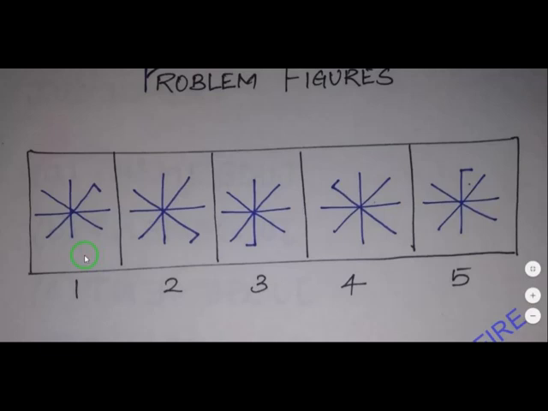Okay, for this first image, there are no lines in between, so you put 0. Here is one line between the first and second figure, so you put 1. Here there are no lines between the second and third image, so you put 0. Here are 2 lines in between the third image and fourth image, so you put 2. For this, there are no lines between the fourth image and fifth image, so you put 0.